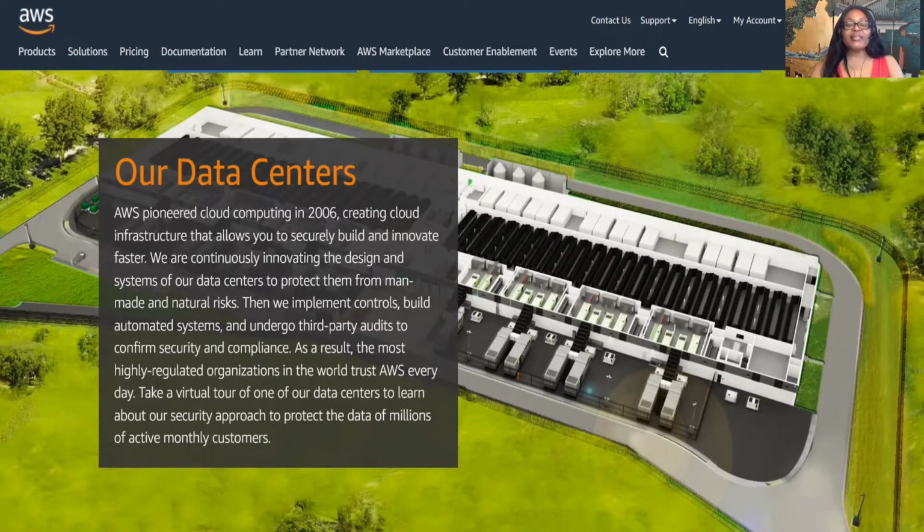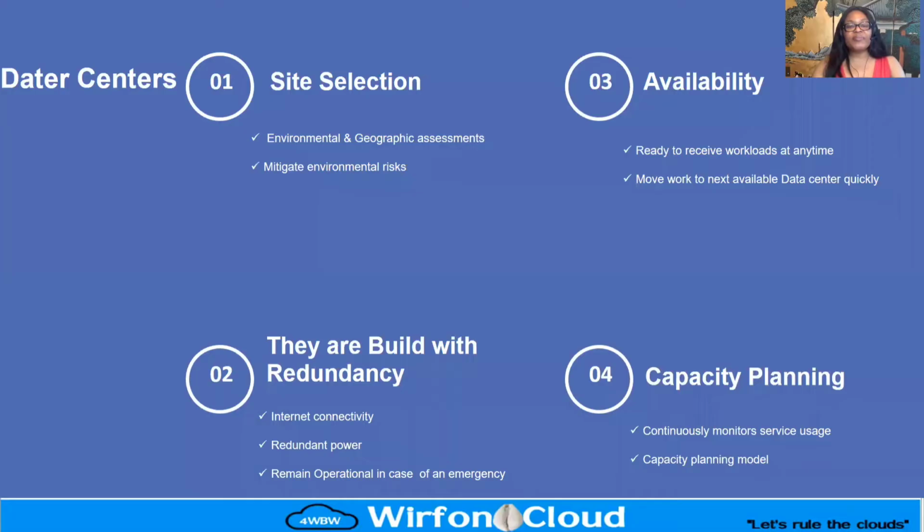And looking at this slide, you can take a virtual tour of what a typical AWS data center looks like. AWS does not allow customers to tour their data centers. They are toured by auditors and regulators to make sure that AWS meets certain standards.